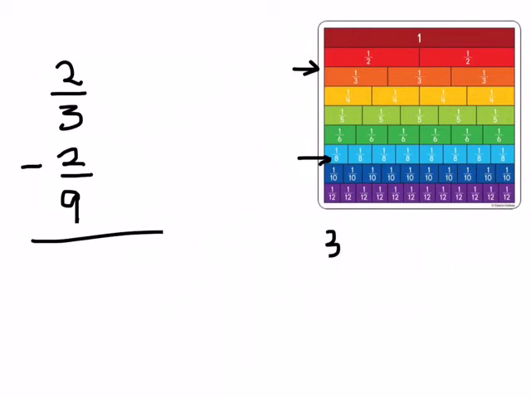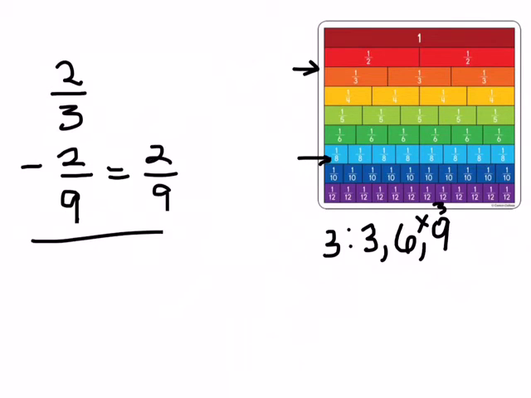3 is the smaller denominator, so that is the one that I will skip count by. So 3, 6, 9, there it is. 3 times 3 I know is 9, so I know that ninths is the common denominator. So 2/9 can stay the same, and 2/3 needs to become ninths.